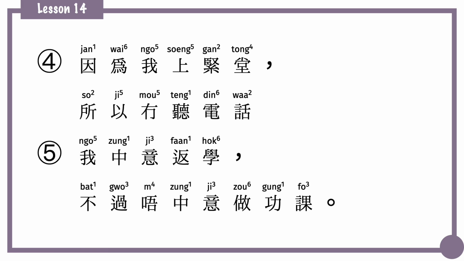After that, we will introduce sentence conjunctions. The first is a pair, 因為 and 所以: 因為 for giving reason and 所以 for giving result. The second one is a contrast conjunction, 不過.